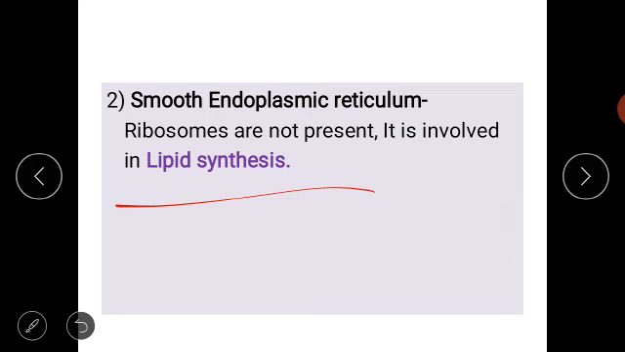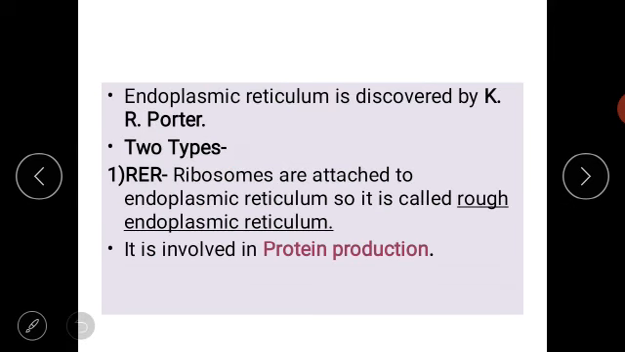Let me tell you the location of the endoplasmic reticulums. Smooth endoplasmic reticulum is present near the cell membrane, which provides lipids for the repair mechanism of the cell membrane. And rough endoplasmic reticulum is present near the nucleus, around the nucleus, and provides protein for various purposes.